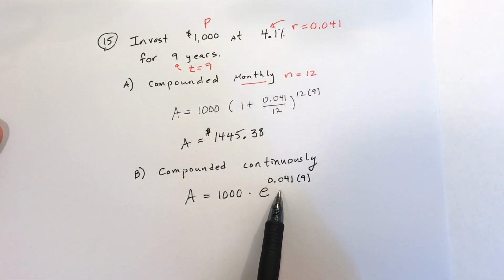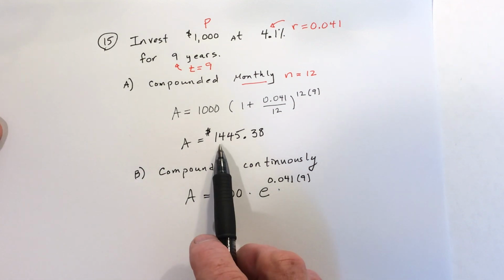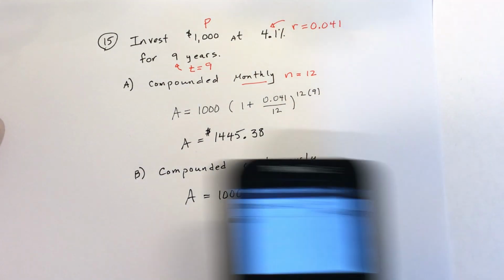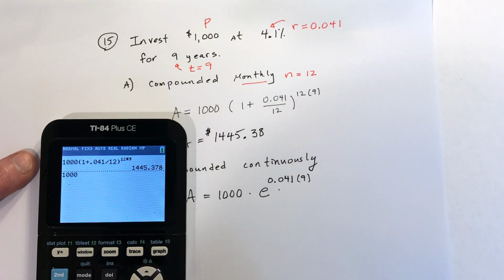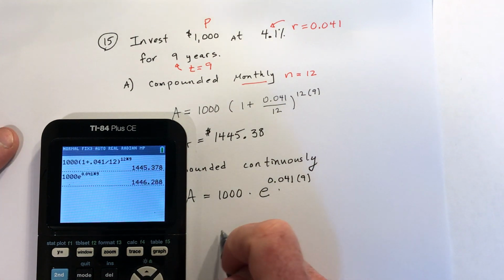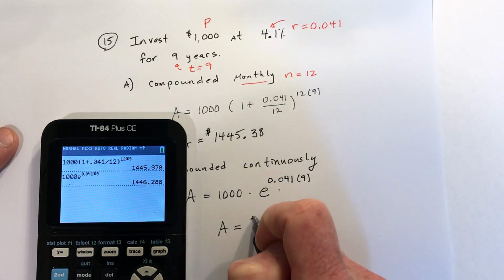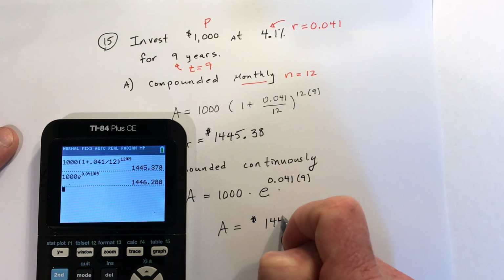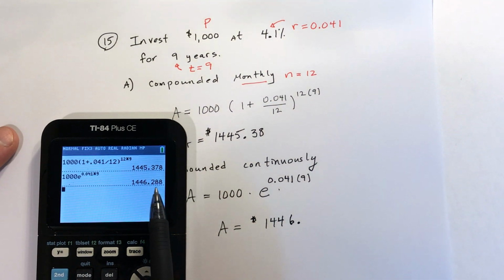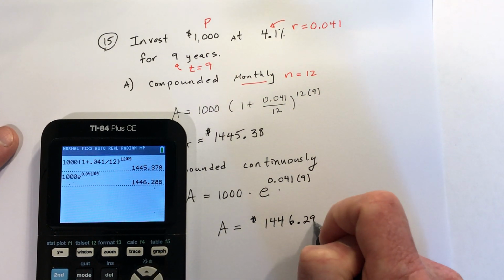And this should produce more money. Not a lot. It's not like it's going to be $5,000 or something, but it is going to be slightly more. So if you take the 1,000 and then put second E raised to the 0.041 times 9, and look at that, it's an extra dollar. So the amount equals, or almost an extra dollar, $1,446, and when you round that, it's going to be 29 cents.